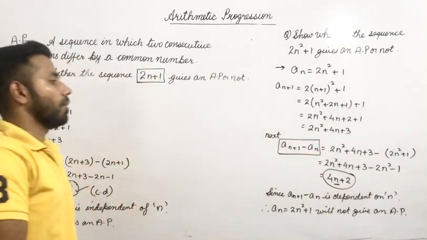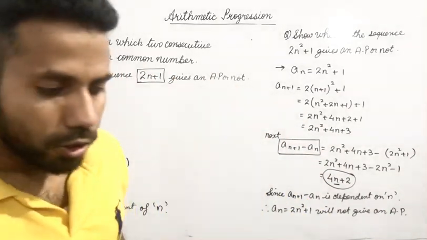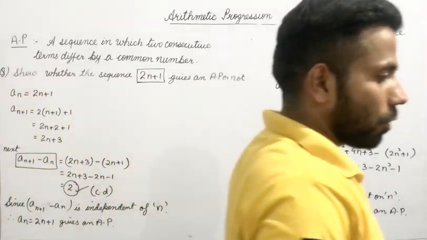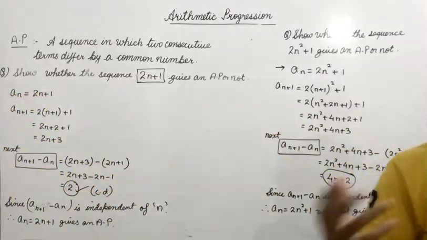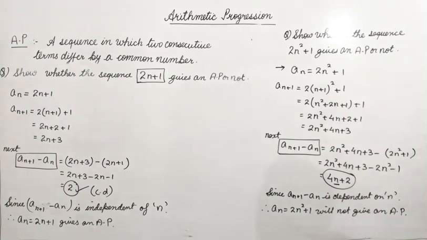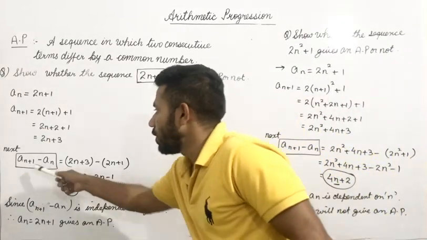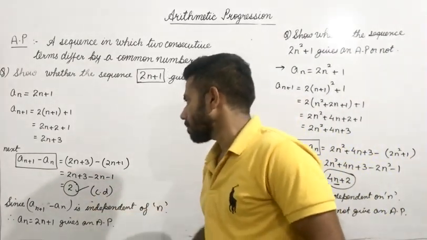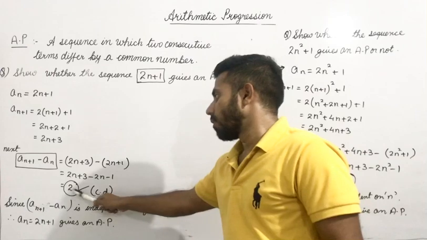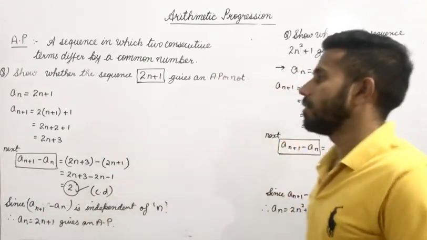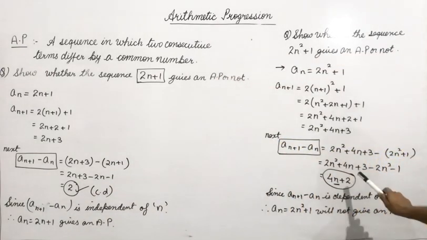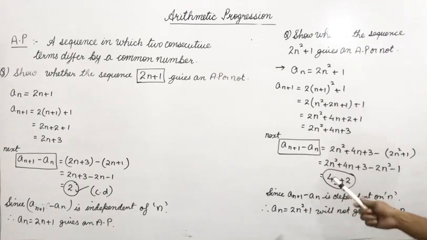So this is how you have to do it. This is how you will show whether a given general term of any sequence gives an AP or not, and if it gives an AP, what is the common difference. The difference between these two is the common difference, and if this difference is a constant, then that will give an AP, and if this difference is not a constant, that is, a number that is dependent on n, then this will not give an AP.